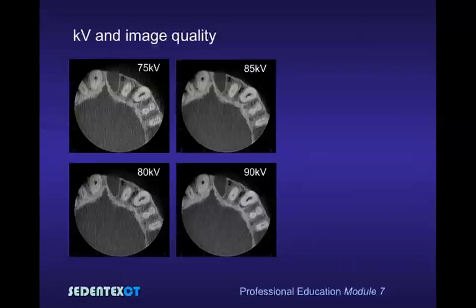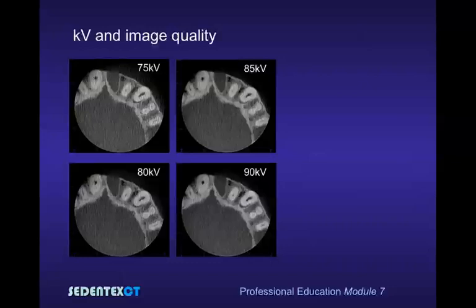Let's look at the influence of kilovoltage using images that are more applicable to clinical practice. Here we have 4 images from Conebeam CT datasets, each taken at a different kilovoltage, from 75 through to 90 kilovolts. In each case, the MAS was exactly the same. On this machine, 90 kilovolts is the recommended kilovoltage for use in patients.